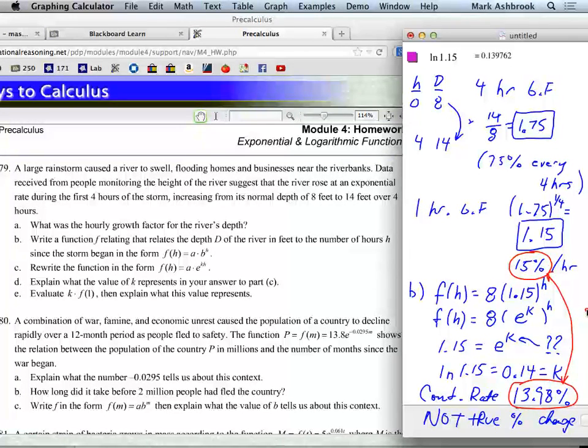How is that? They're different values, but they represent the exact same exponential growth. How is that possible? How do we make sense of that? Do you remember? Which one's the true percent change? 15. So if that's equivalent to a continuous rate of 13.98, what is this number about? Anyone want to give it a shot?